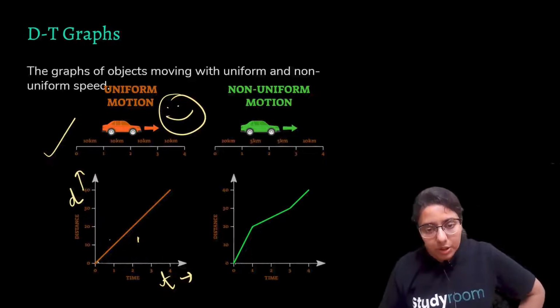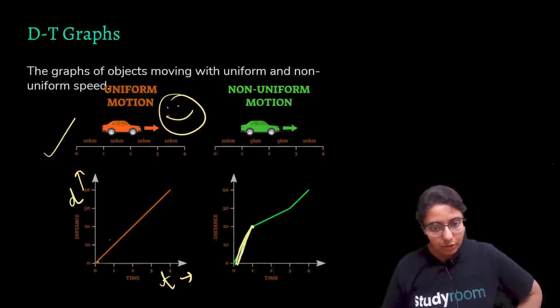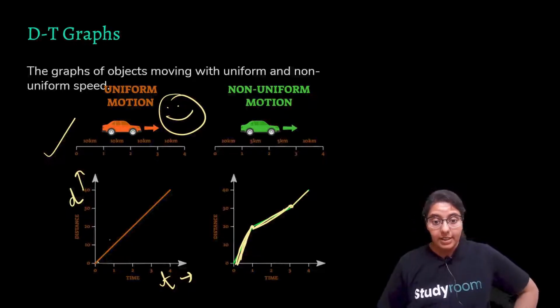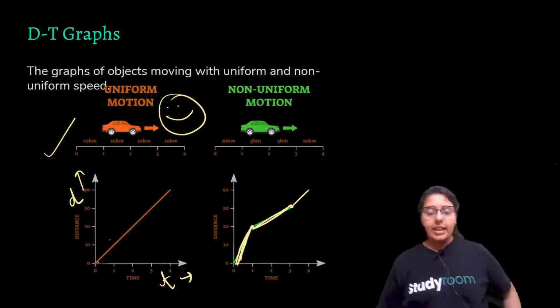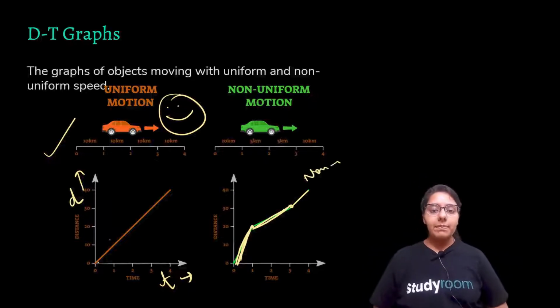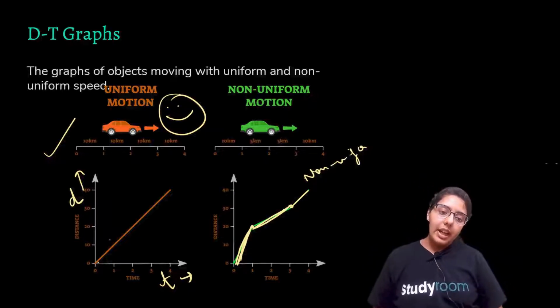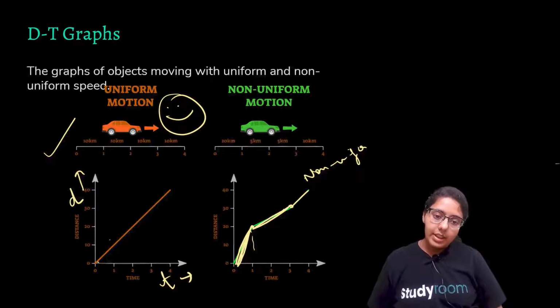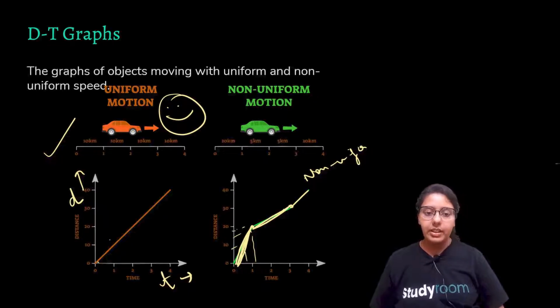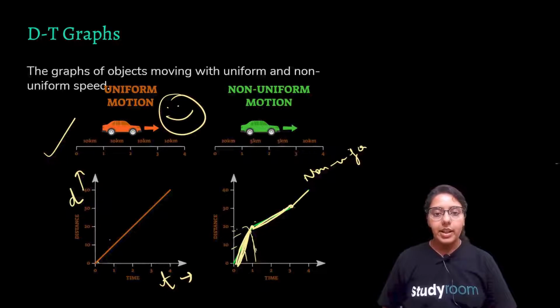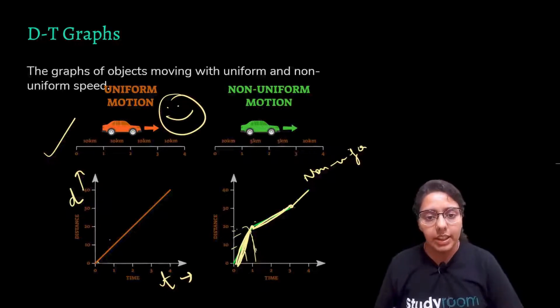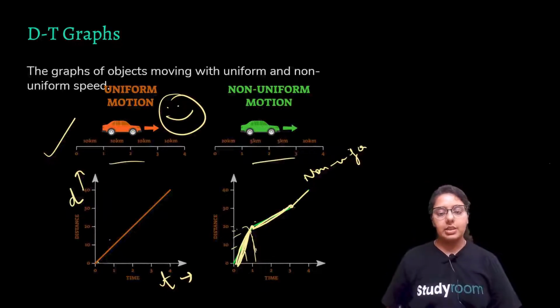What kind of non-uniform motion? See here, till this point it was uniform. Then from this to this it was uniform, and from this to this it was uniform, because here it is a straight line. But it is a non-uniform motion. Why? Because it is covering unequal amounts. From here to here it is covering different amounts, and from here to here it is covering different amounts. You can just analyze these cars.